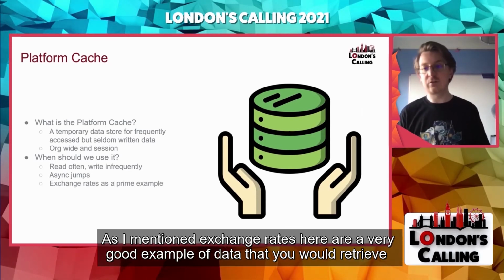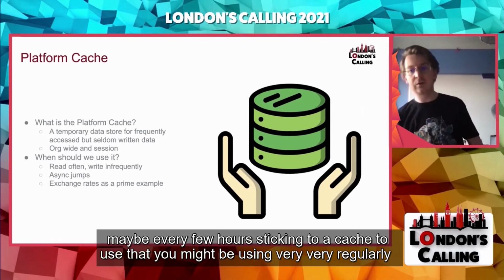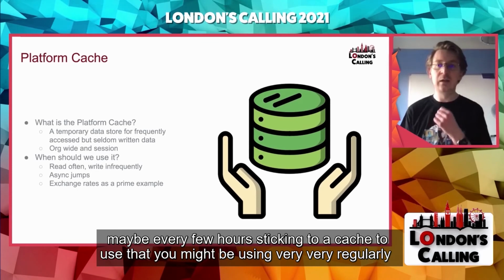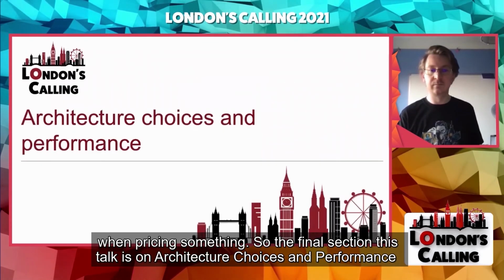As I mentioned, exchange rates here are a very good example of data that you would retrieve maybe every few hours, stick into a cache to use, but you might be using very, very regularly when pricing something.